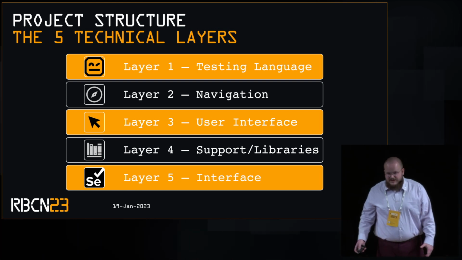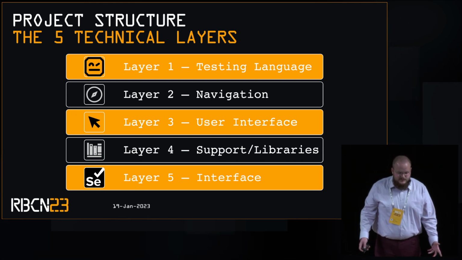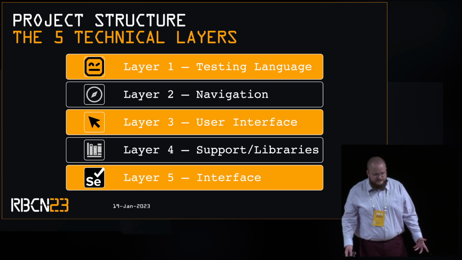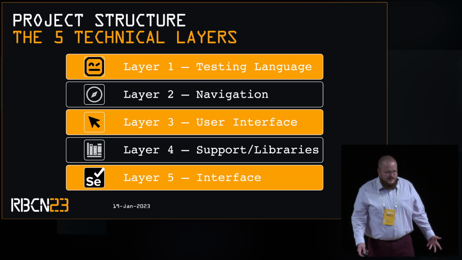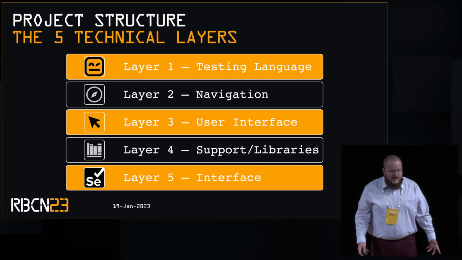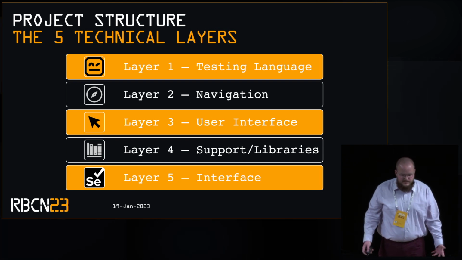Then we have our navigation layer, which is how we actually get to the pages that we'd like to test, either by navigating directly to them or clicking through the UI of our website. And then we have the testing languages itself, which is typically how our tests are written out. They mimic how a test plan would be written out for any particular page on our website.